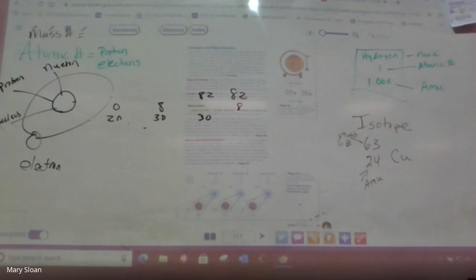All right, go ahead and close your book. Put it on the dividing wall, please. Grab some scissors, please.